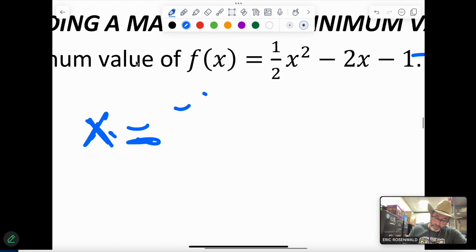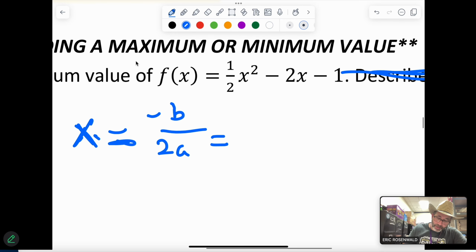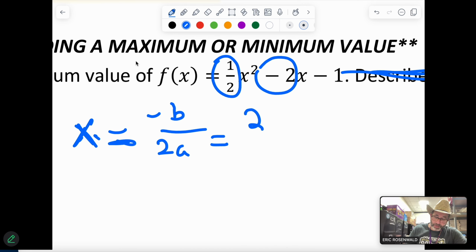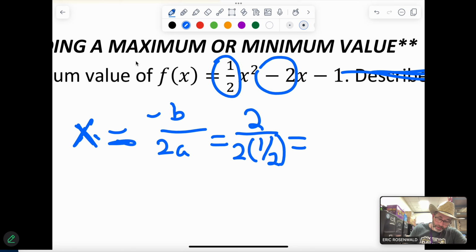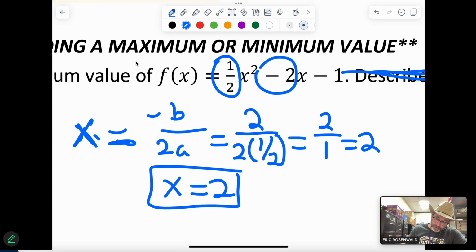Okay. So we have negative b divided by 2a. So we get the opposite of my b value. This is my a. This is my b. So the opposite of b is going to be positive 2. My a value is 1/2. So we're going to have 2 times half, which is 1. So it's just going to be 2. So we get x equals 2 is going to be my axis of symmetry.